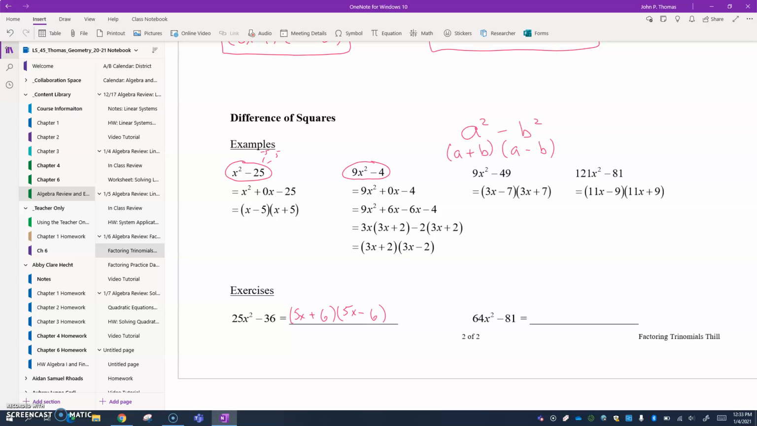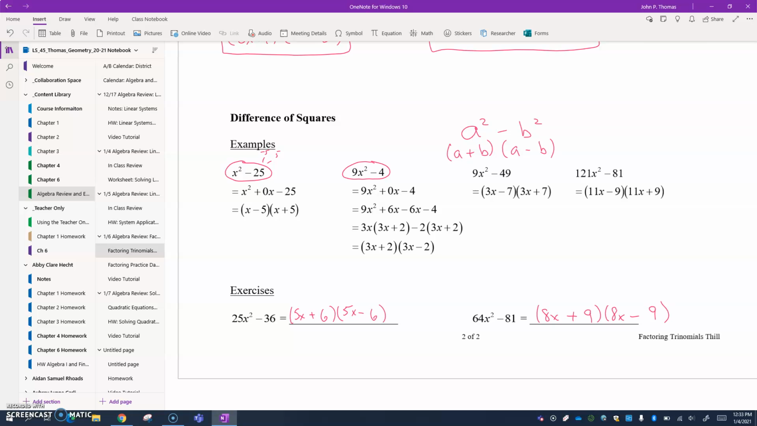So on this last one, we'd be looking at square root of 64 is 8, so I have 8x and 8x. All right, and then minus and an 81, so I'd have a 9 and a 9, one plus, one minus. And again, just designed to be a shortcut for us.